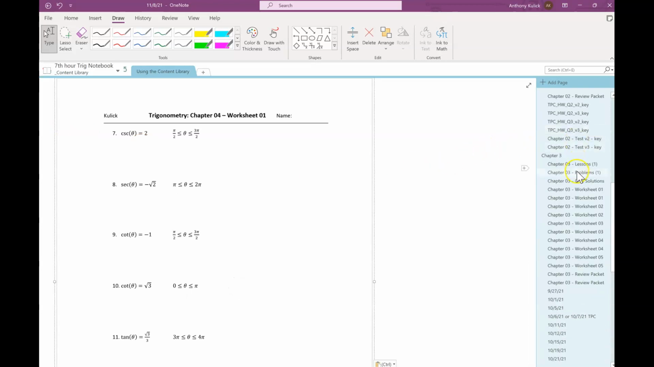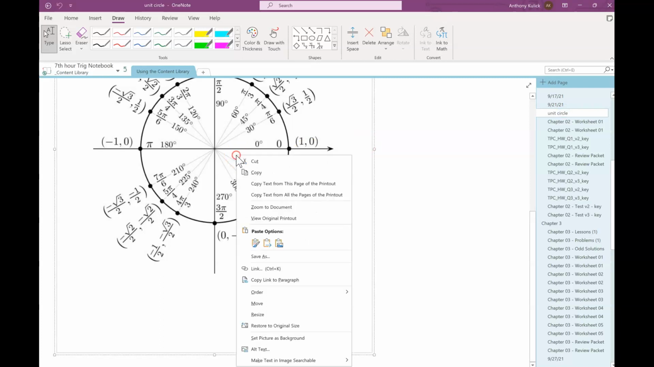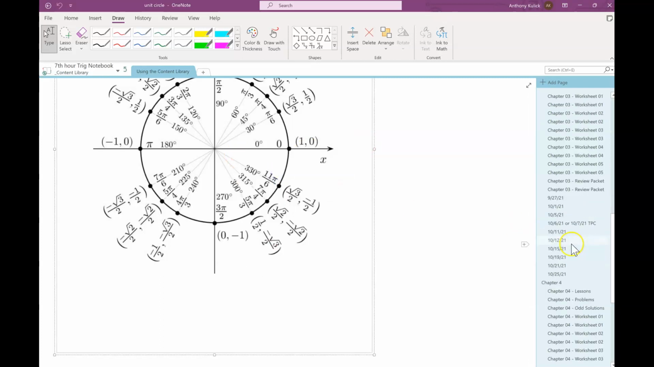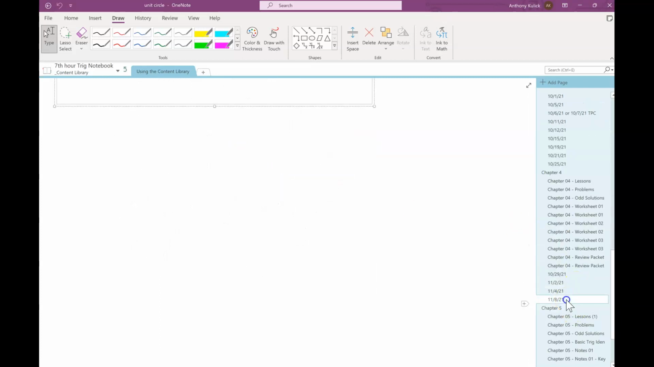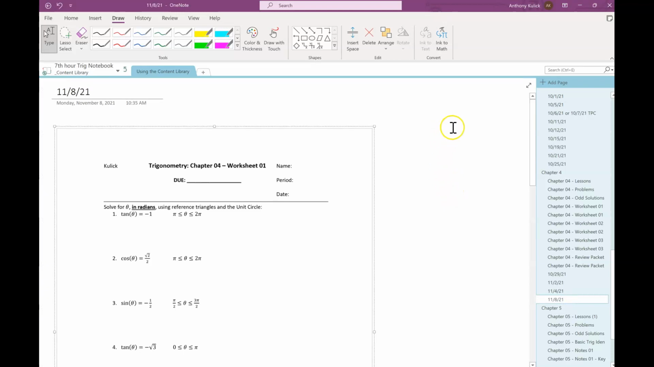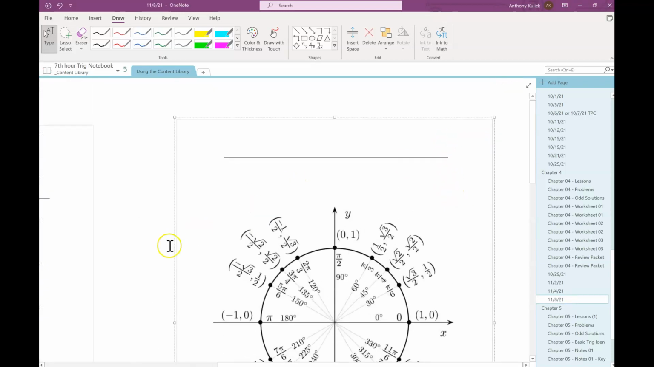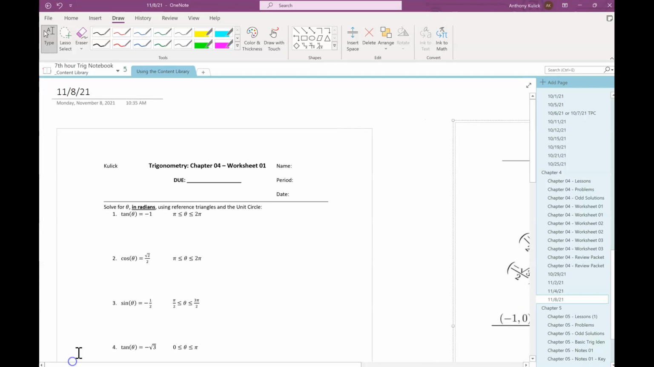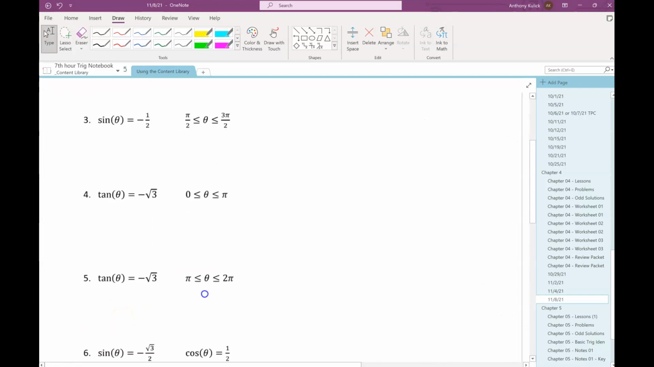All right, so we need the unit circle for worksheet 1. So let's grab that. All right, so which one am I doing, 4 or 3? 4. Just do 4, yeah. Okay. Thanks. Sure.